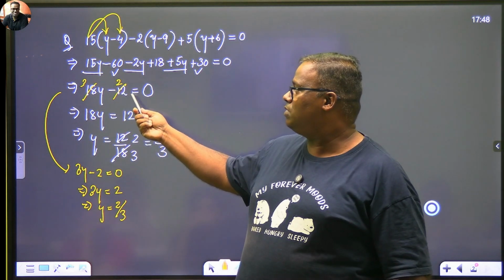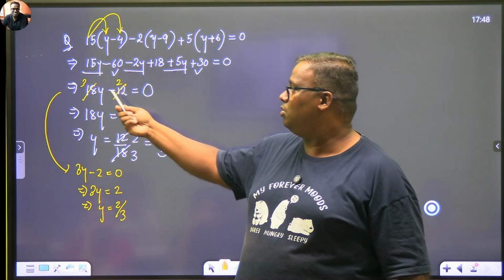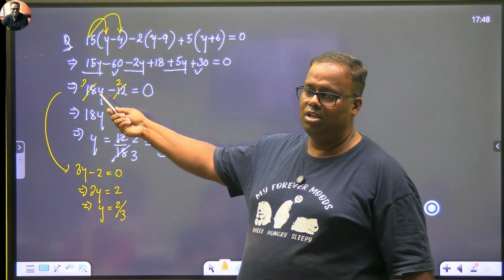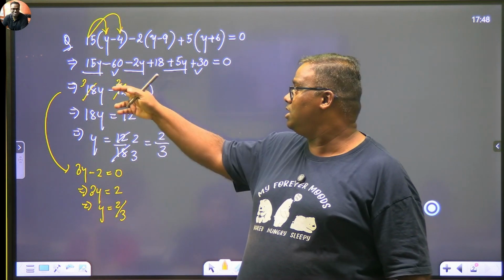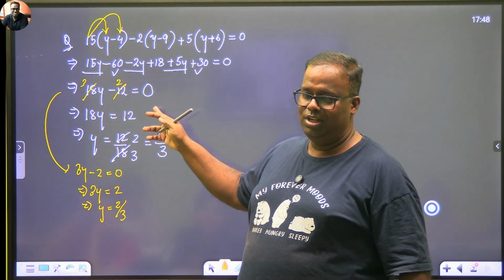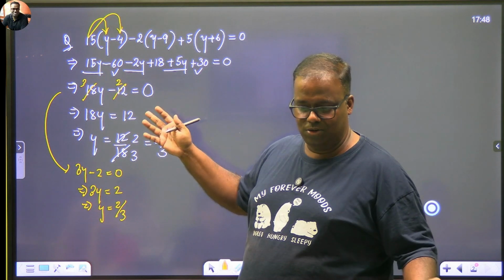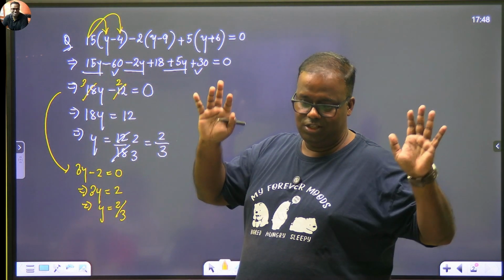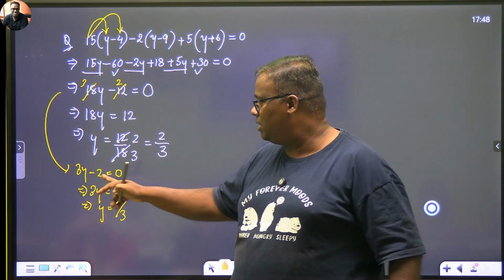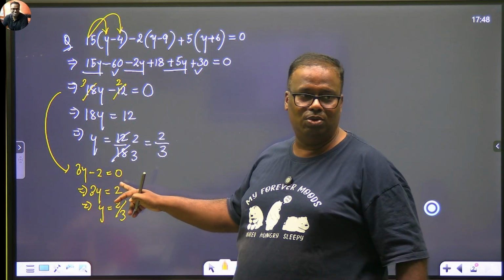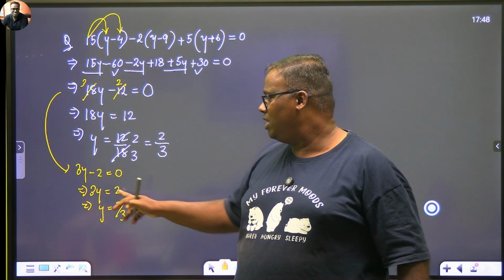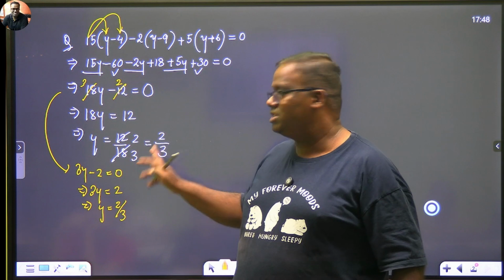So you took out 6 from here, what remains? 2. You took out 6 from here, what remains? 3. And where did that 6 go? That 6 went and divided below 0. And 0 divided by 6 is 0. So the 6 is gone. The job becomes much easier. And my step becomes 3y minus 2 equal to 0. So 3y equal to 2, y equal to 2 by 3. The same answer comes.